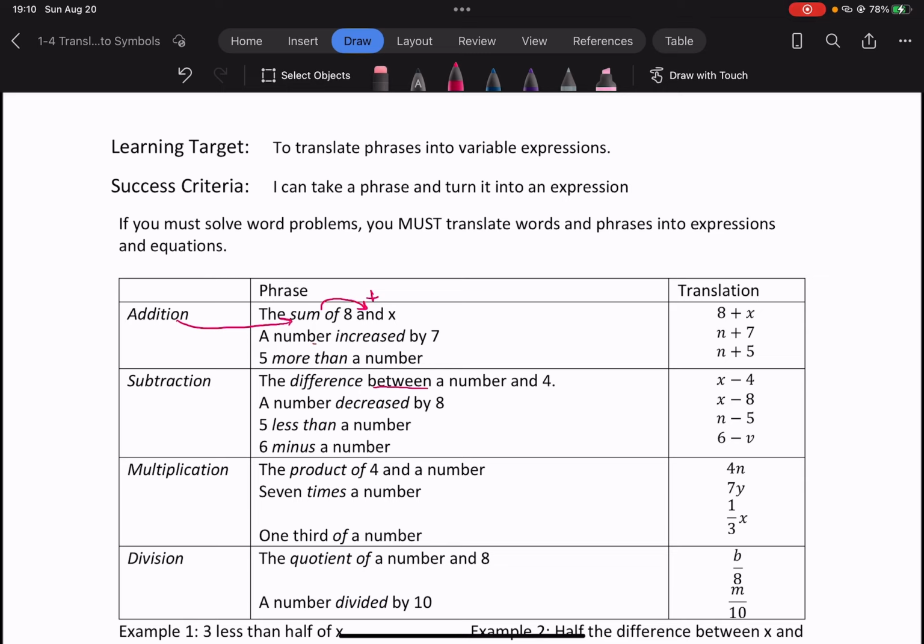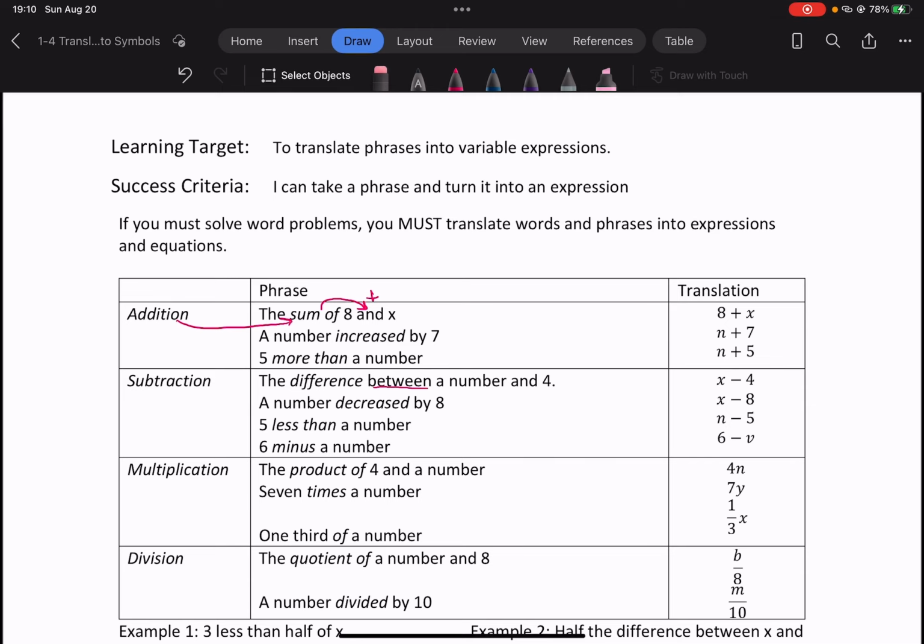A number, say n, increased by 7. Increased means we're going up, and going up means you're adding. So a number n, which could be x, could be y, could be q, plus 7. Then "5 more than." This one you're going to reverse. These are almost always reversed. Anytime you see "more than" or "less than," the number is going to be reversed, so the 5 goes after the sign. "More than" is always your plus, so you can reverse the order: n plus 5.